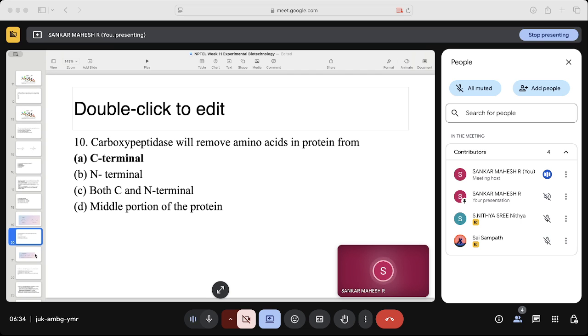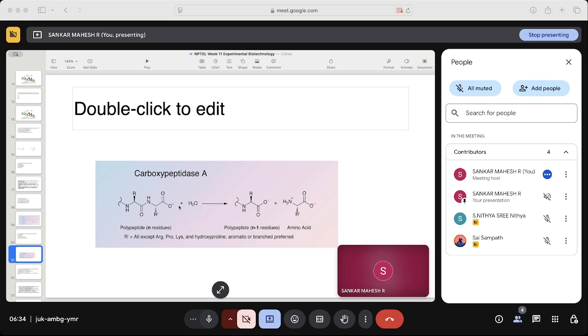Okay, so carboxypeptidase, as you see from the name, it acts at the carboxy terminal or the C terminal. So when you have an amino acid where this is getting reduced, it removes the n minus 1 amino acid. So, like we said, this amino acid R prime, it starts at NH here. So, this peptide bond will be cleaved.